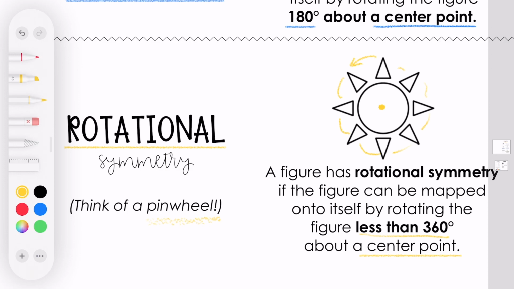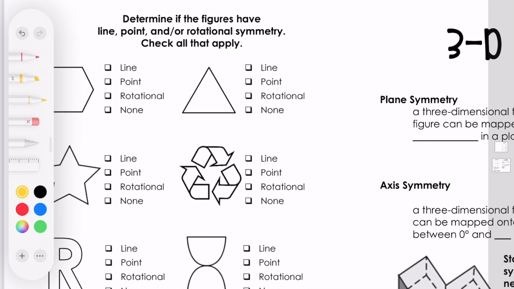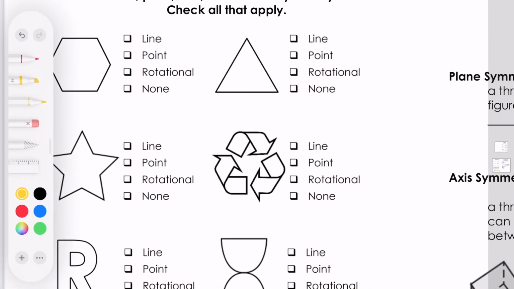So our job is going to be figuring out which of these symmetries apply to the different shapes. And that's your assignment. So let's look through this. We've got line, point, rotational, or none. And I'm going to be keeping with my different colors. And I've got line right here.